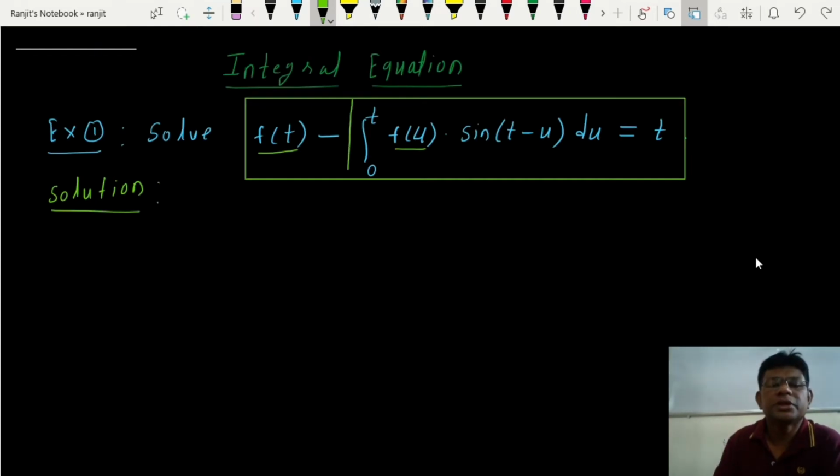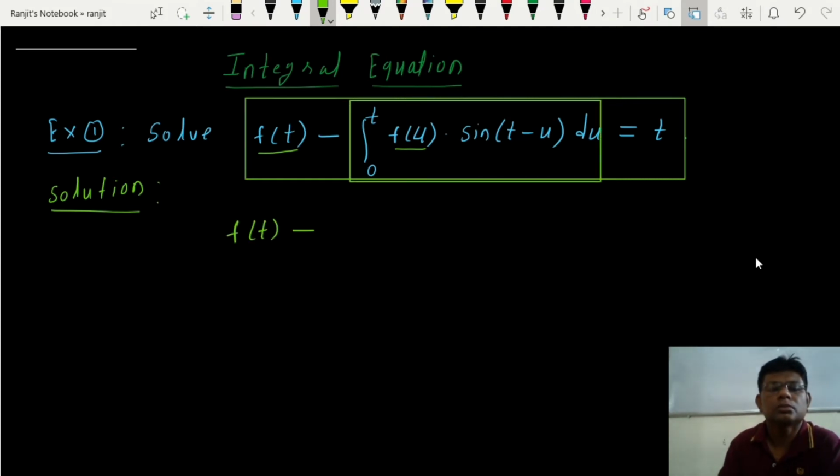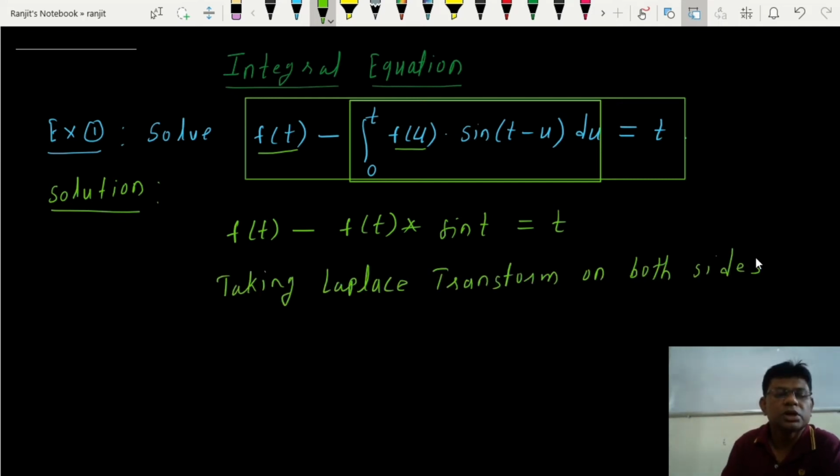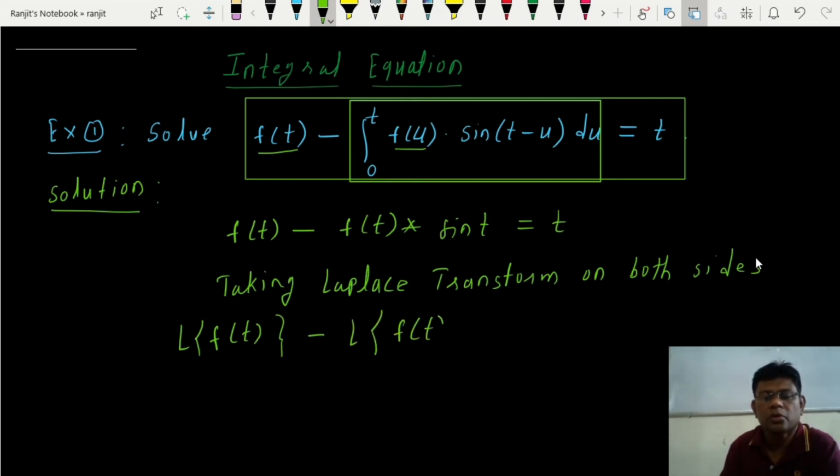Now by using the definition of convolution of two functions, this integral be the f of t star sin t is equal to t. Now taking Laplace transform on both sides, we get Laplace transform of f of t minus Laplace transform of f of t star sin t is equal to Laplace transform of t.